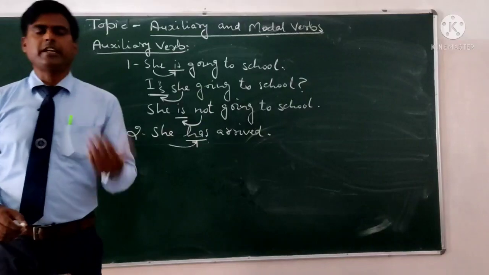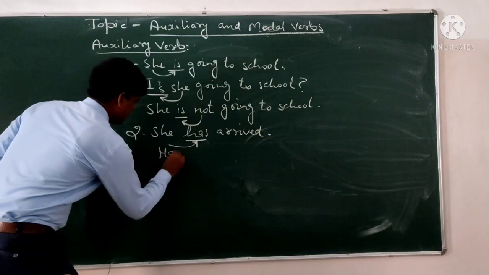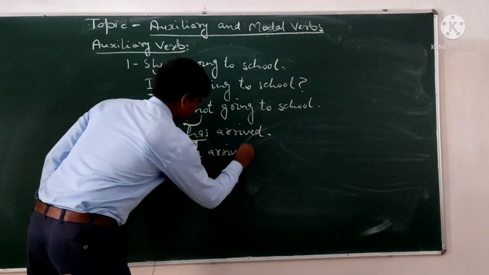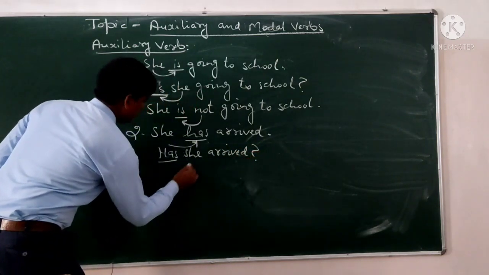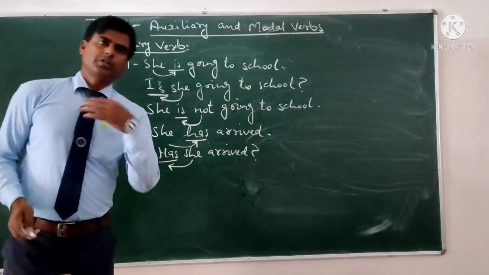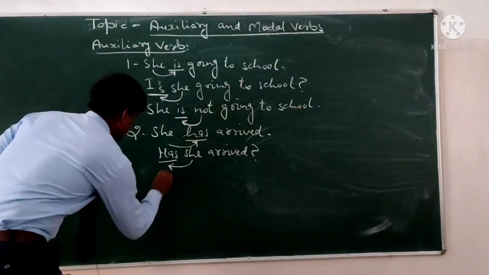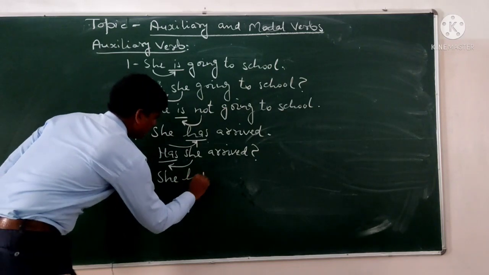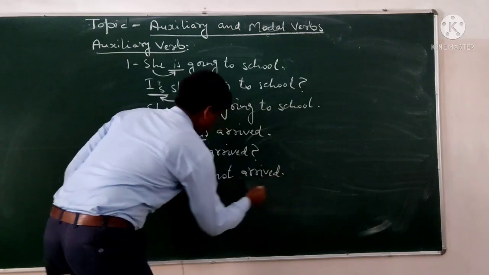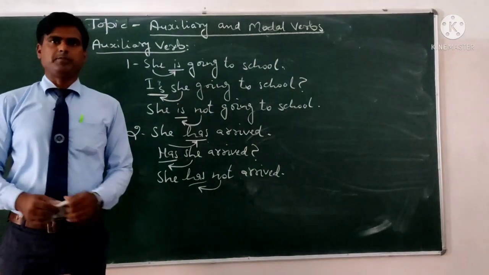But if the sentence is interrogative, we will use the auxiliary verb before the subject. Has she arrived? Has is used before the subject. We use the auxiliary verb, as I told you before, with not. So in this sentence, she has not arrived. She has not arrived. Has, an auxiliary verb, is used before the subject.